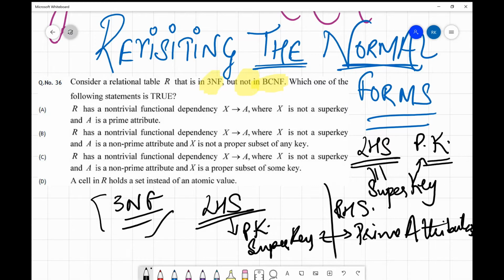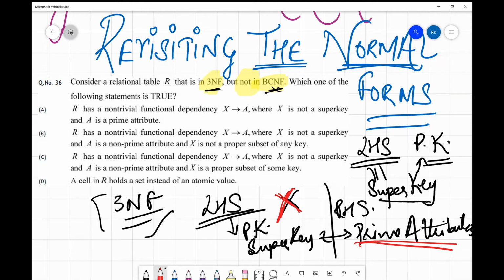Now that means for a table which is in 3NF but not in BCNF, what would be the case? See, if the left hand side was a super key, it would have been in BCNF. Now if it is not in BCNF, that means the left hand side is not a super key. That means this is failing. Left hand side is not a super key, but still it is in 3NF, that means the right hand side has to be a prime attribute or a combination of prime attributes. So now we are clear with the concept of what would have been the case.